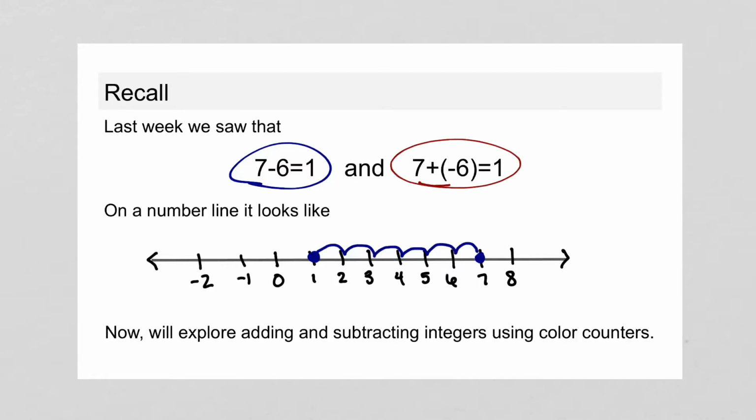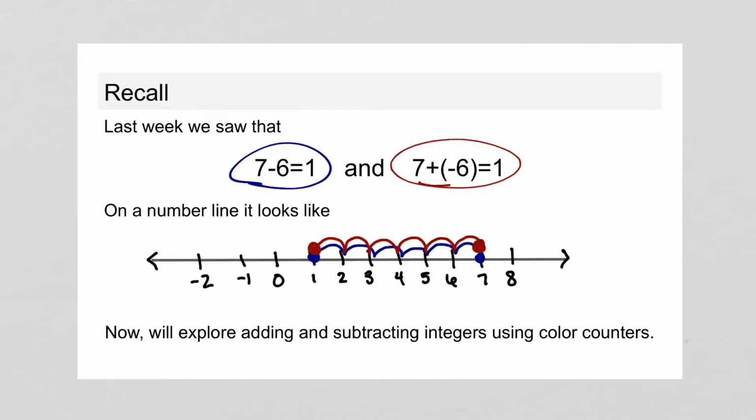And then let's look at it again for this equation right here. So say we started at 7 again, and we're going to add to that a negative 6. So we're going to add to that 6 in the negative direction, left. 1, 2, 3, 4, 5, 6. We ended up at the same place. So if you notice, those two things mean the same thing.